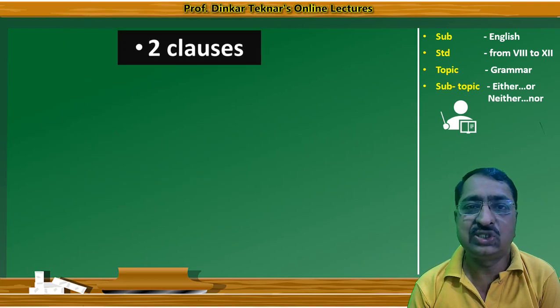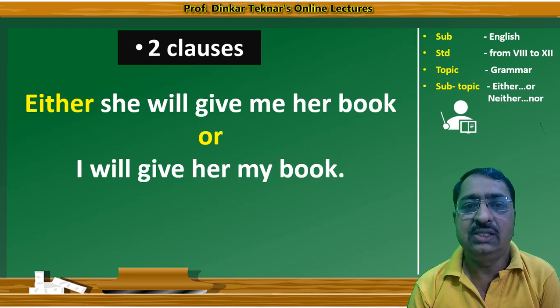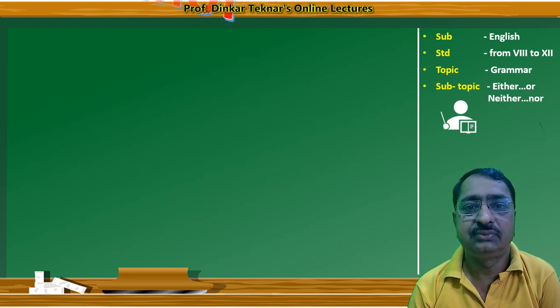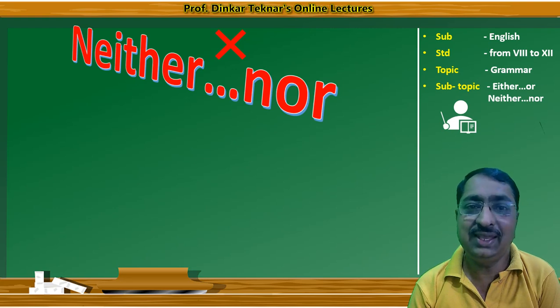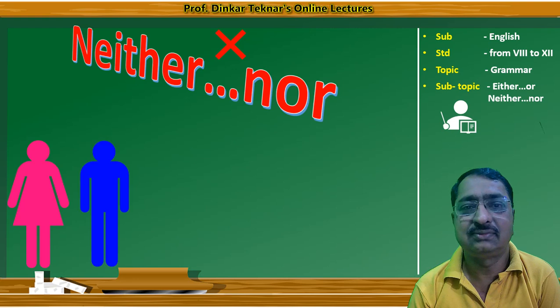Now two clauses. Either she will give me her book or I will give her my book. So these two clauses are used with either...or. Now neither...nor, none of the two.